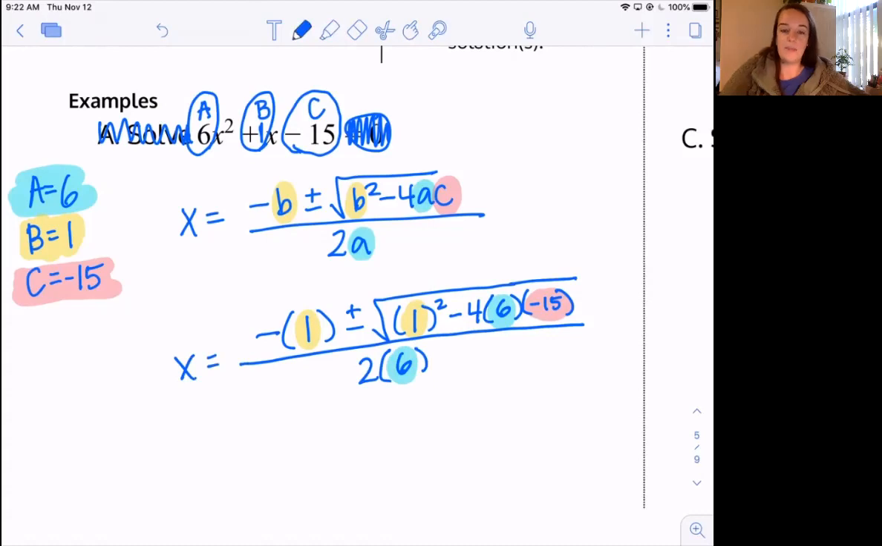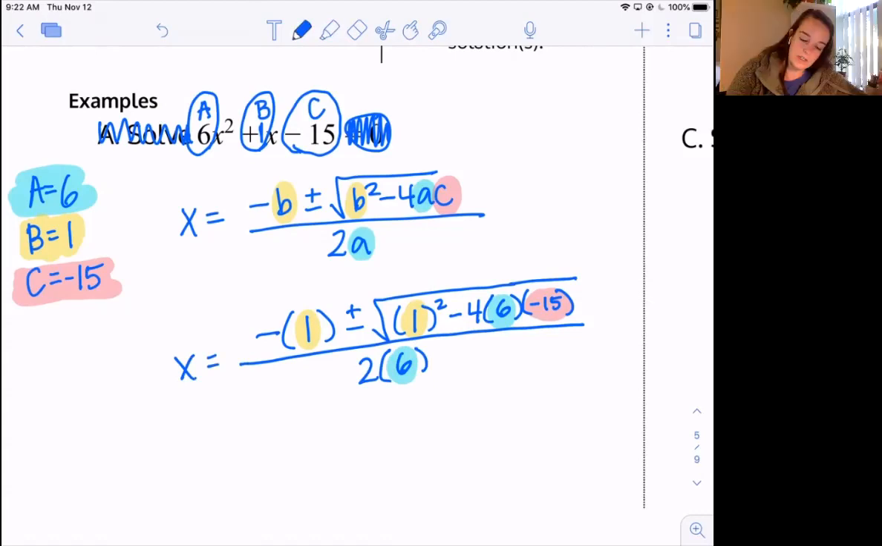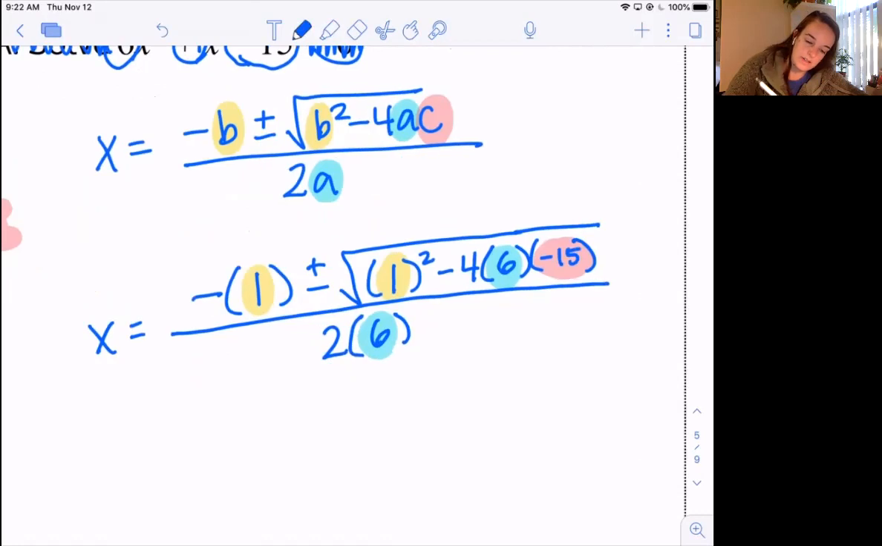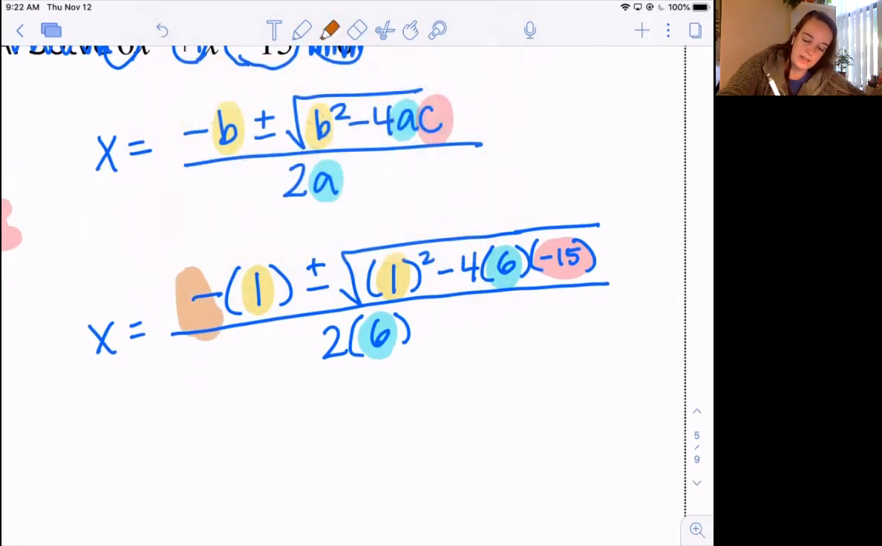So now we need to simplify. And what I like to do in order to simplify is to think of this as 3 separate zones. The first zone is this part here, right? So that first zone is negative times whatever this is. So negative 1 would pop over there. That's what that first zone is going to simplify to. Plus or minus.